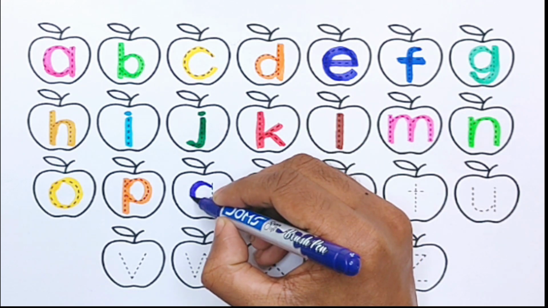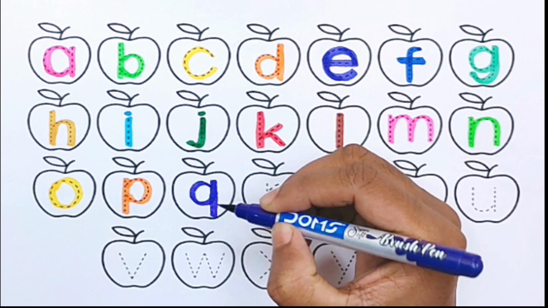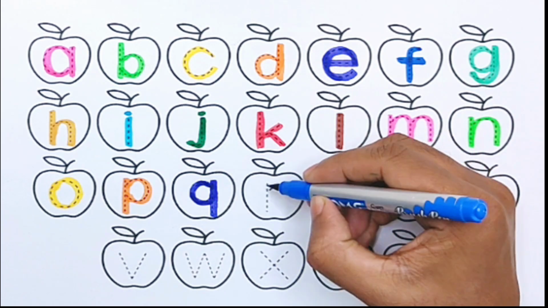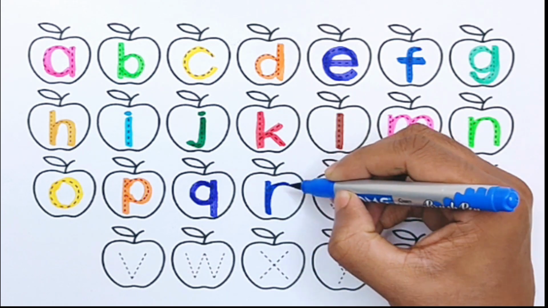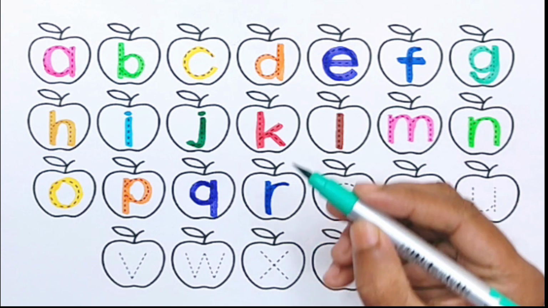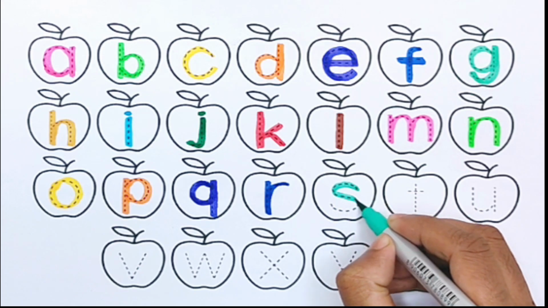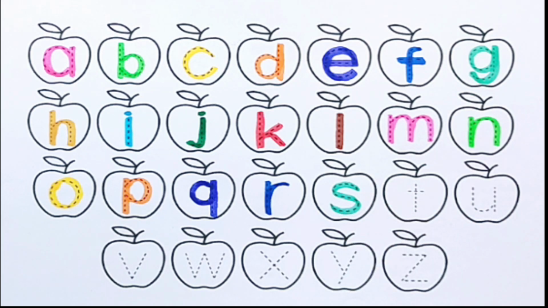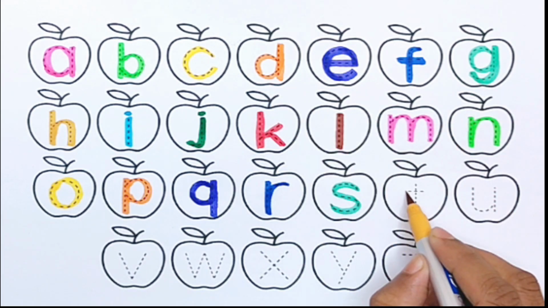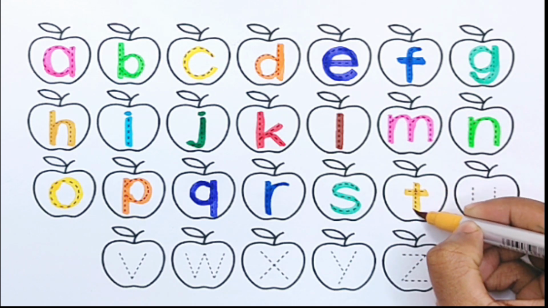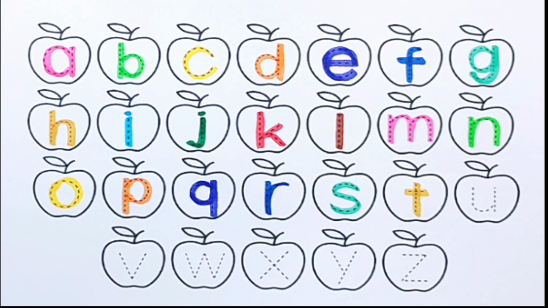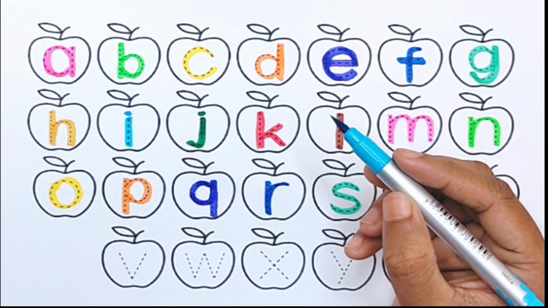Q for queen, blue color. R for rainbow, sea green color. S for strawberry, yellow brown color. T for tomato, sky blue color.